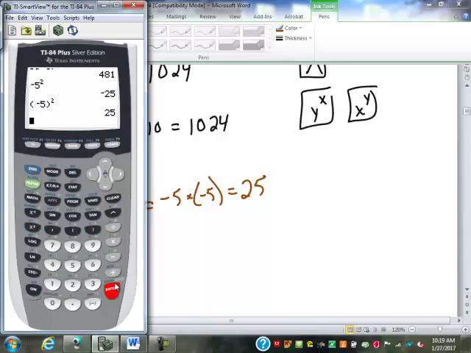We haven't talked about order of operations yet. That's one of the things we'll start with next time. Order of operations, the power would happen before the negative. So you have to use those parentheses to tell the calculator, no, you've got to square the negative 5. You're not squaring the 5 and then putting the negative on it.